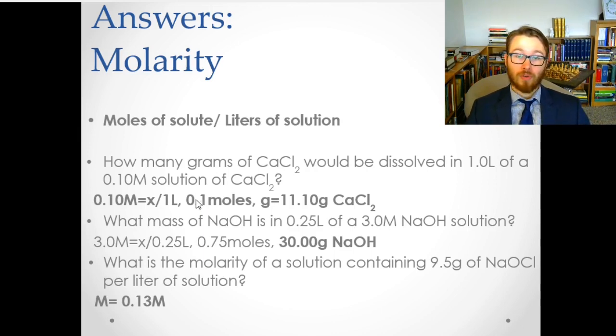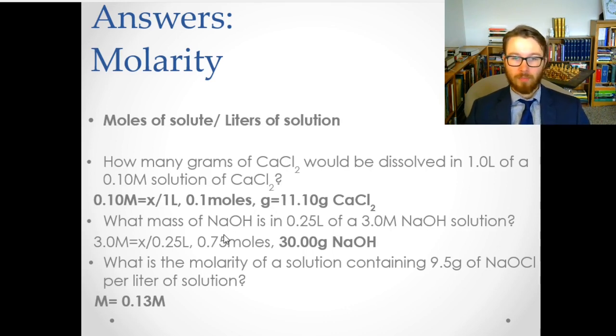Now we have to convert moles to grams. So we take 0.1 times the molar mass of calcium chloride, right, which you can find on the periodic table. So you take 0.1 times that molar mass, and you get 11.10 grams of CaCl2.